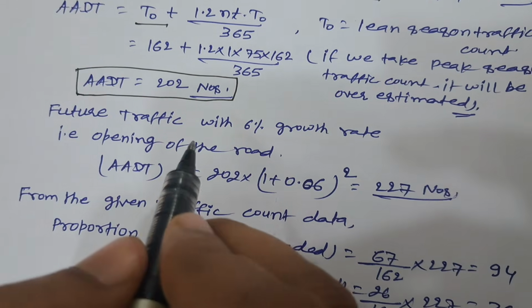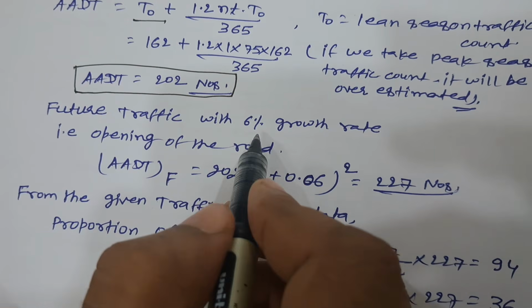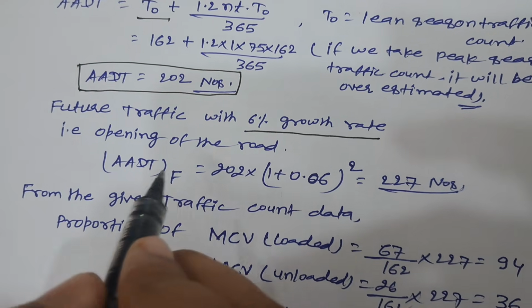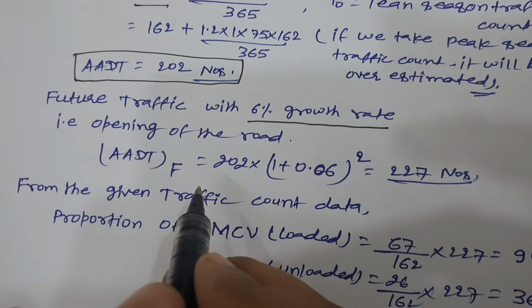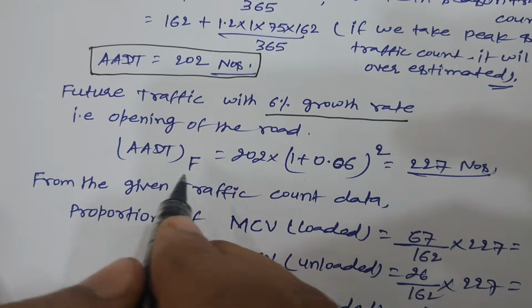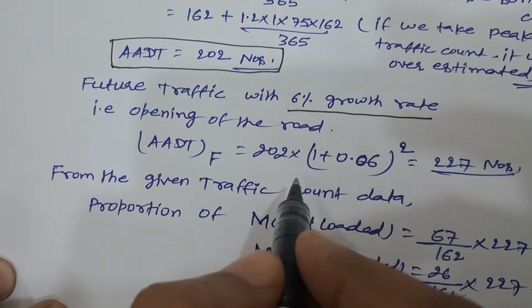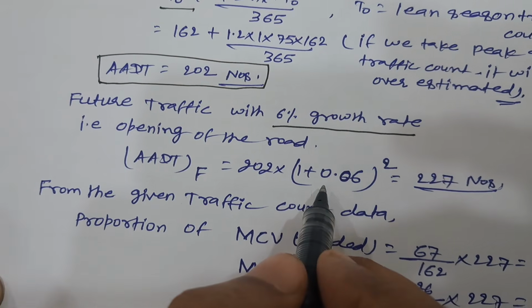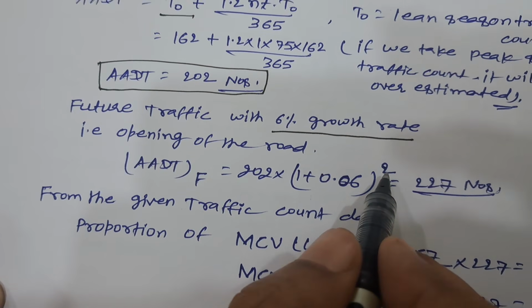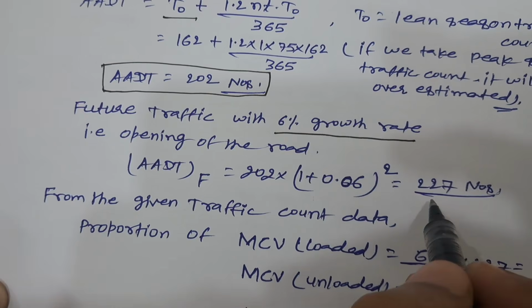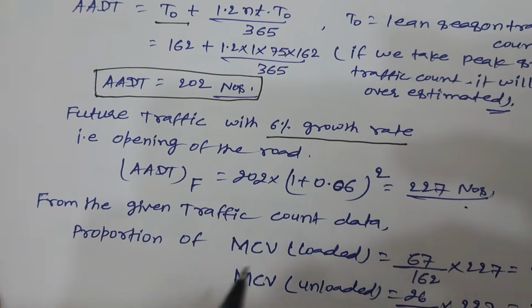So we have to find future traffic with a 6% growth rate given. What will be the number of vehicles at the opening of the road? So AADT for future will be 202 into (1 plus 0.06) to the power 2. So it came 227 numbers.